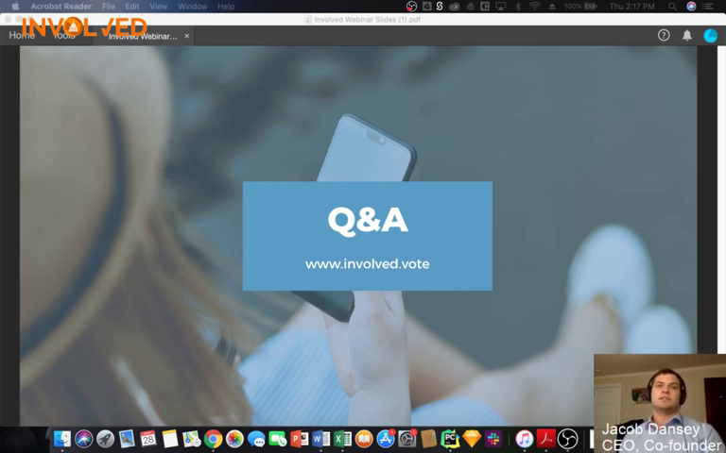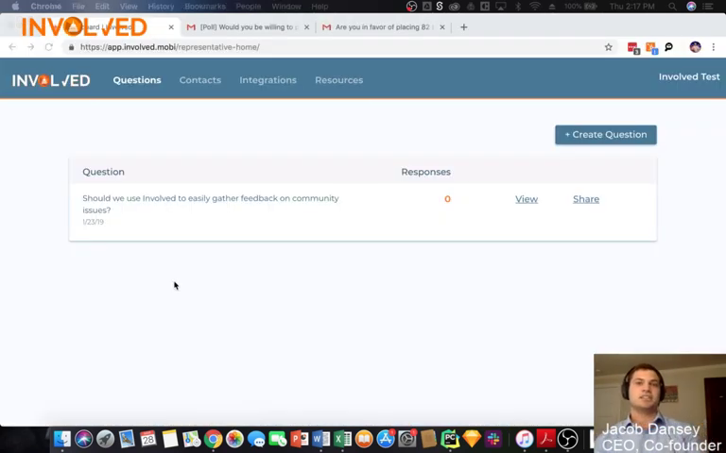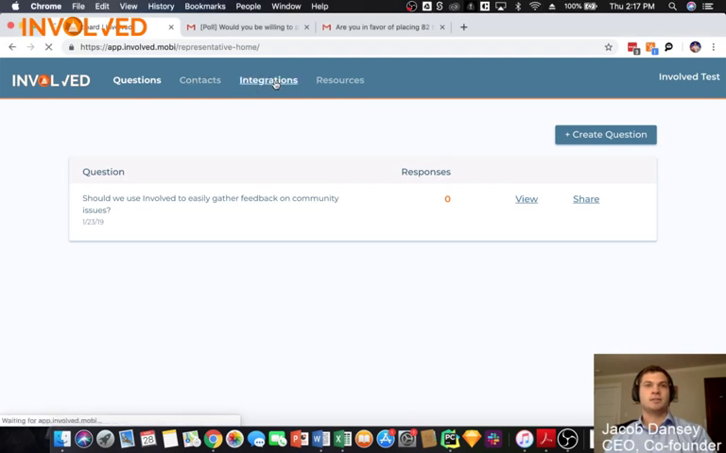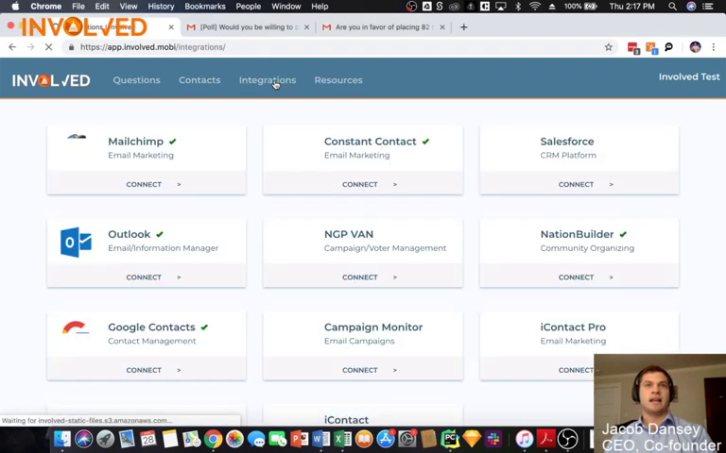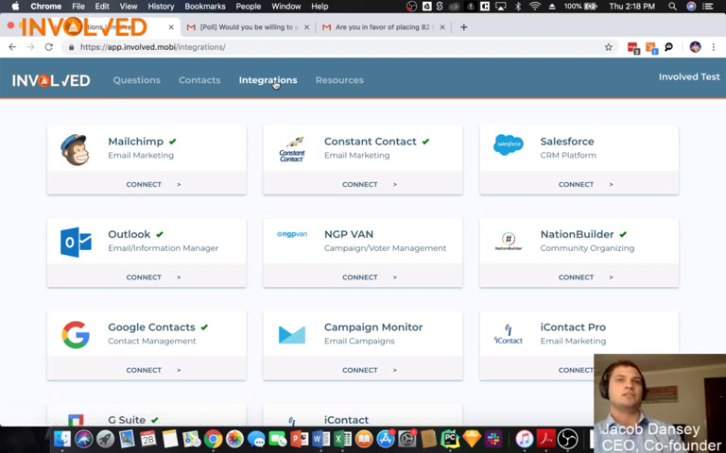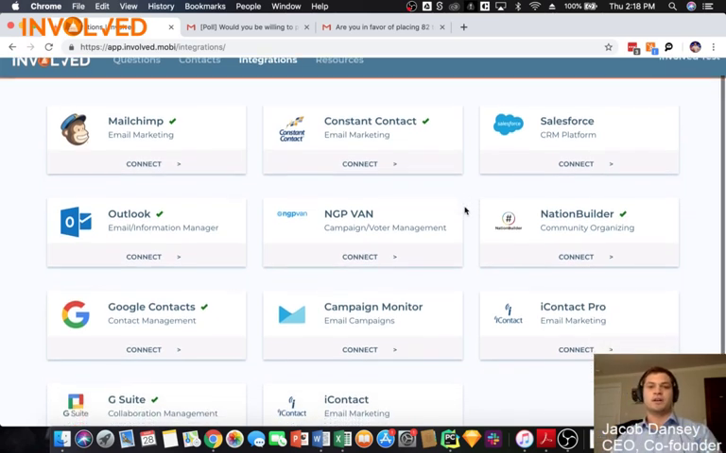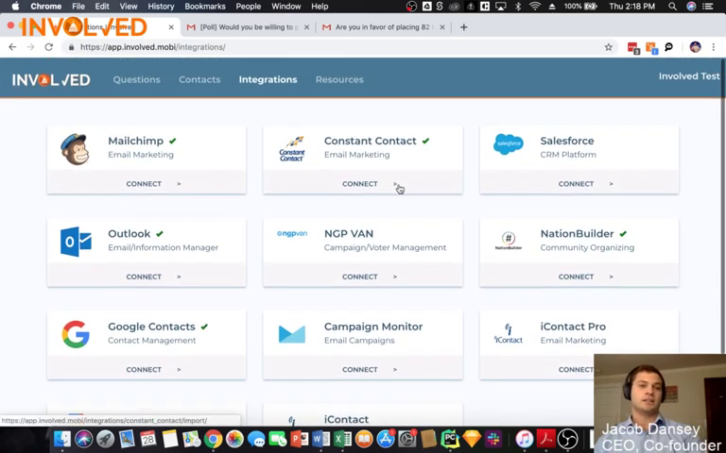Oh, great question. Luis is asking how we can integrate this with NGP and Vote Builder. It is actually incredibly simple. I'm here on the dashboard. We have integrations up here on the top. And yes, there absolutely is a way to integrate this data back into NGP Van. We actually just got approval for NGP Van.